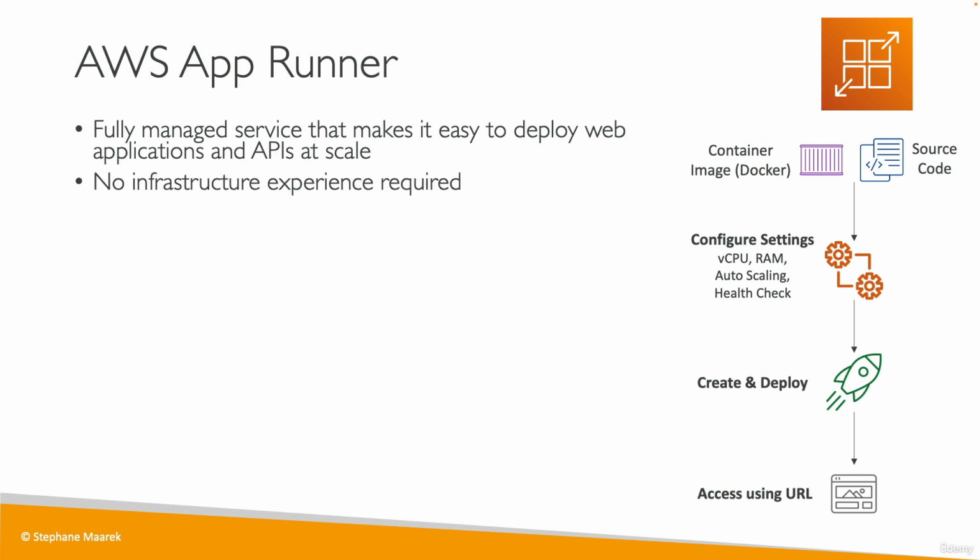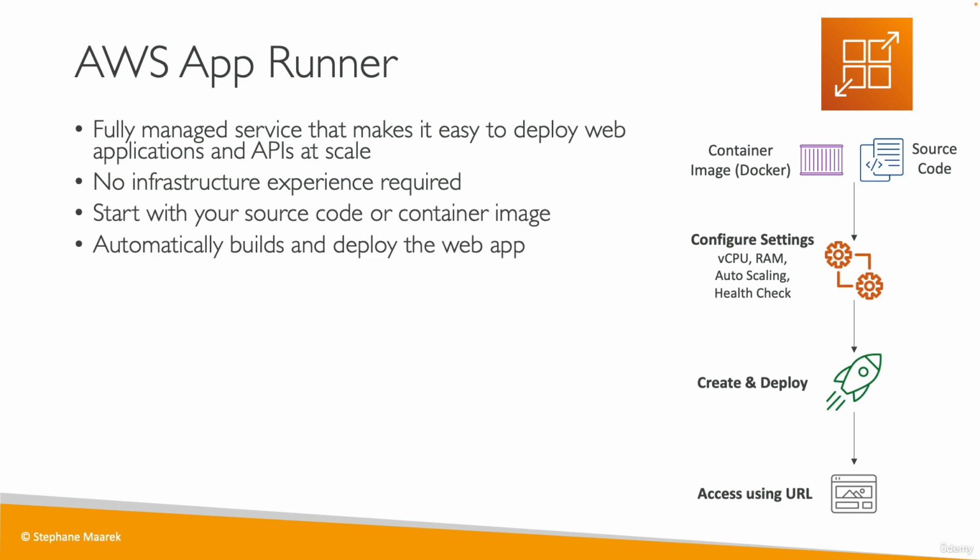You don't need to have any infrastructure experience required. Everything is done by App Runner behind the scenes. So you start with your source code or container image, and then automatically App Runner is going to build it and deploy the web app for you. You get automatic scaling, it's highly available, you have a load balancer, and you have encryption.